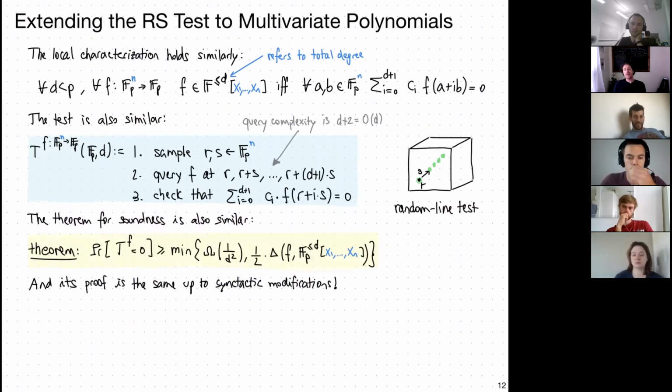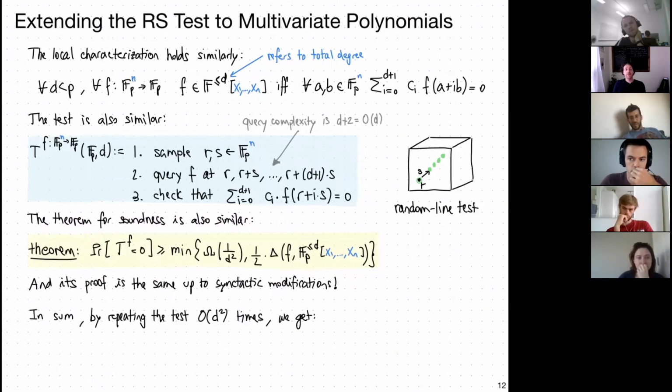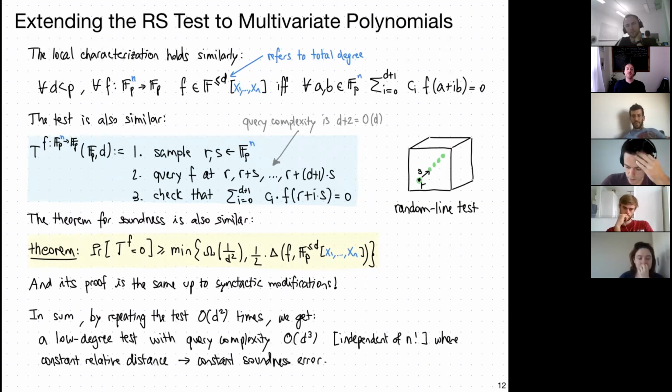Okay, so just to say that the soundness theorem looks exactly similar, and the proof is exactly the same up to adding the power of n everywhere. So it's the absolutely exact same proof. You have it in the notes, but you see that it's absolutely the same. And then all we have to do is repeat the test d squared times, and we get a low degree test with query complexity of d cubed, which is completely independent of the dimension. So the higher the dimension, the happier we are.